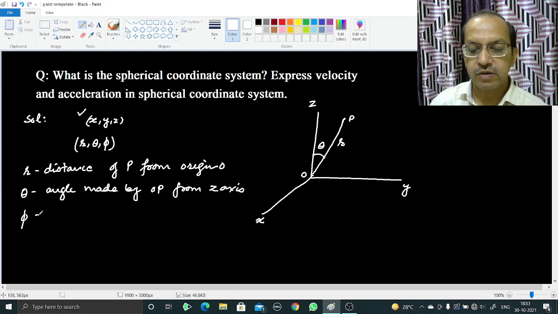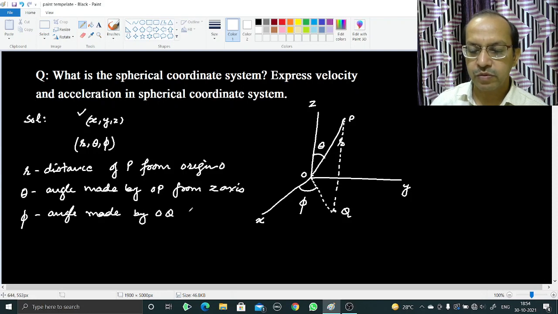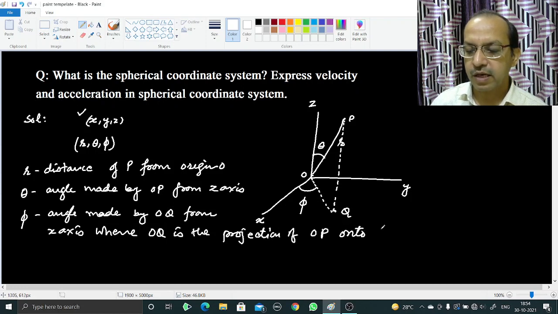Now what is phi? If we project this OP line to the xy plane, that means it will be the point of projection of P. So we call it Q. So we draw a line OQ, and the angle made by line OQ from x-axis, it is phi. So phi is the angle made by OQ from x-axis. Where OQ is the projection of OP onto xy plane. So we will make a projection of OP onto xy plane. It is OQ, and then we will measure the angle between OQ and x-axis. So it is called phi.